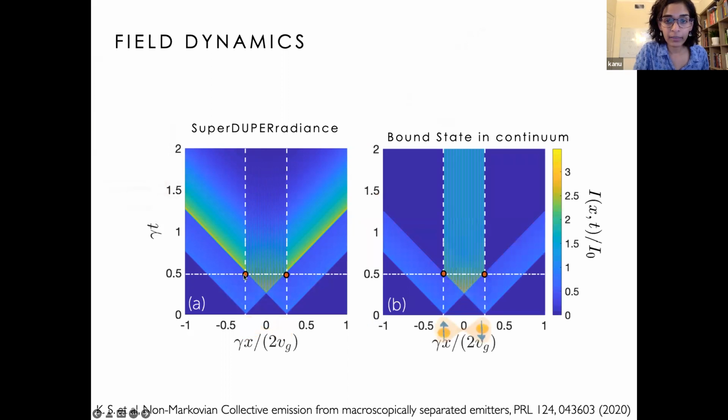On the other hand, in the subradiant case, you can see that there is an interesting formation of a bound state in the continuum. So this is like a cavity, if you will, which is made by the atoms, for the atoms. So it's a pretty democratic cavity, if you will.